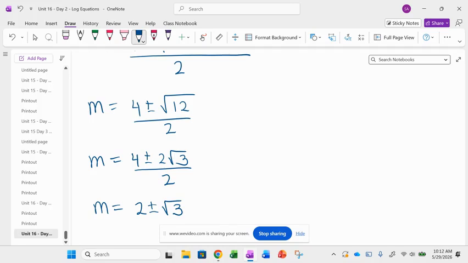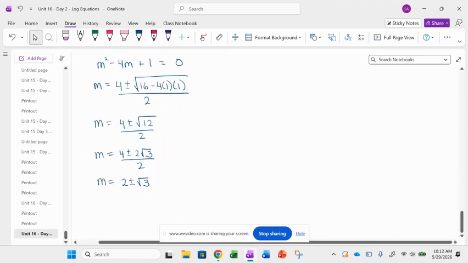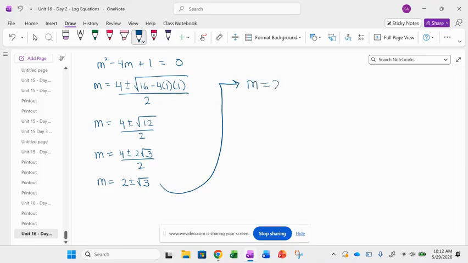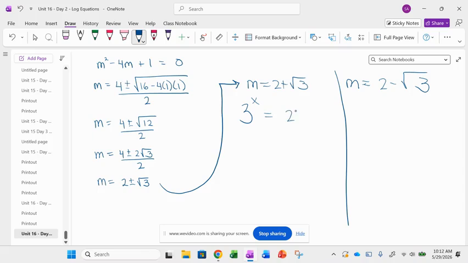Are these my answers? No, these are not my answers because now I have to substitute back in for m. So I'm going to have m equals 2 plus the square root of 3, and I'm going to have m equals 2 minus the square root of 3. And remember, m is 3 to the x. So 3 to the x equals 2 plus the square root of 3, and 3 to the x equals 2 minus the square root of 3.